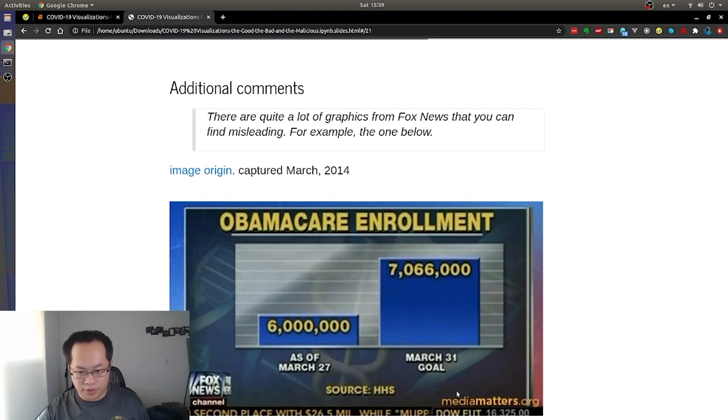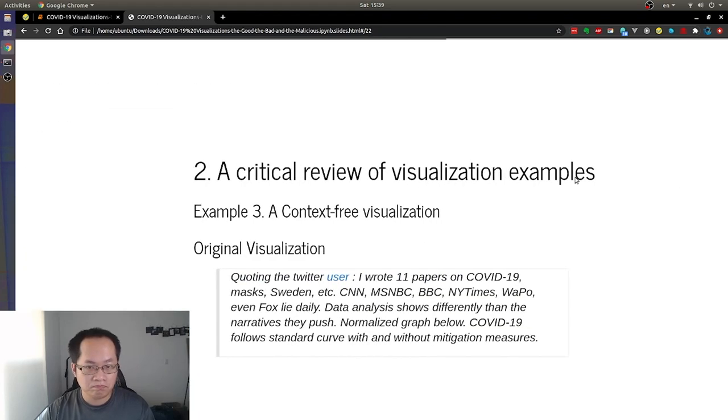And thanks to the origin, it's from mediamatters.org, a great website. I'm not affiliated with that. Go check that. You will find a lot of examples of how misleading visualizations try to convey information that just may not be true.